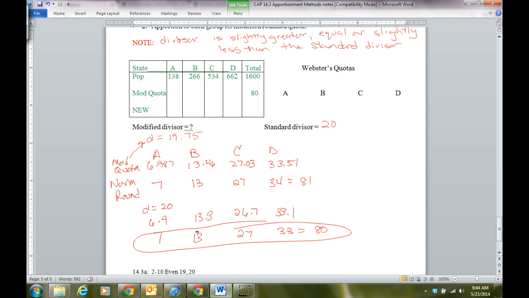I will tell you that I did try a divisor equal to 19.9, and that also worked, because it ends up giving us the same numbers as this. So you can choose a divisor, and more than one might work.